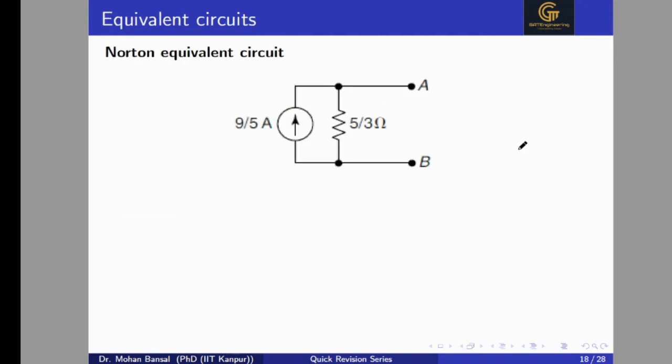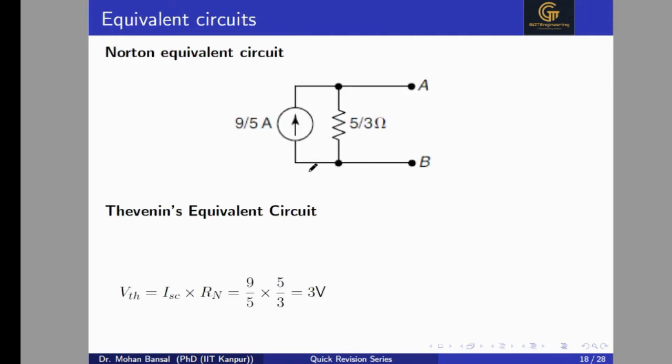Now for computation of the VTH, we can compute ISC into RN. As I told you, you know ISC, you know RN, and you can get the 3 volt. Now you can draw the Thevenin's equivalent circuit and Norton equivalent circuit. This is the Norton equivalent circuit. IN is connected in parallel with the RN across the load terminal. Now VTH is connected in series with the RTH for the Thevenin equivalent circuit.